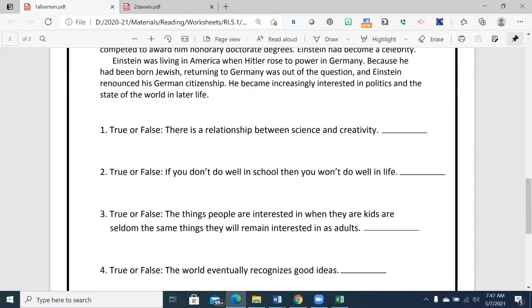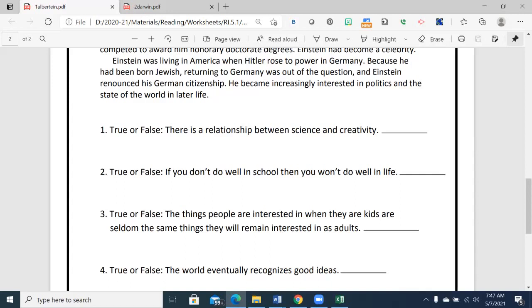So let's think here, true or false? There is a relationship between science and creativity. What do you think? In my head, once you've written this down, I would probably say true. Science is consistently looking for creative solutions to a problem. If we're not creative, we're likely to just go with what's already there. And well, that's not really science. That's just copying. It's plagiarism.